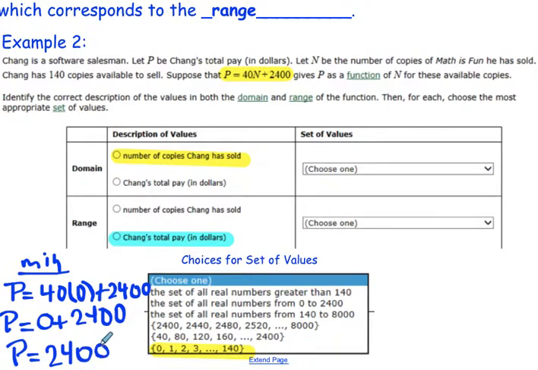So if I look over at my choices, I need one of these options that starts with 2,400. My only option then would be this option here that shows a start of 2,400. The rest of them don't start there, but that's his minimum amount. This one starts at 140. This one starts at 0. This one starts at 140. And this one here starts at 40. So we go from 2,400 all the way up to 8,000. That value of 8,000 is how much money Chang would make if he sold out, meaning he sold 140 total magazines.